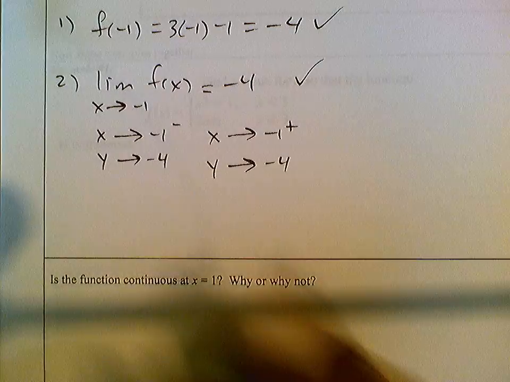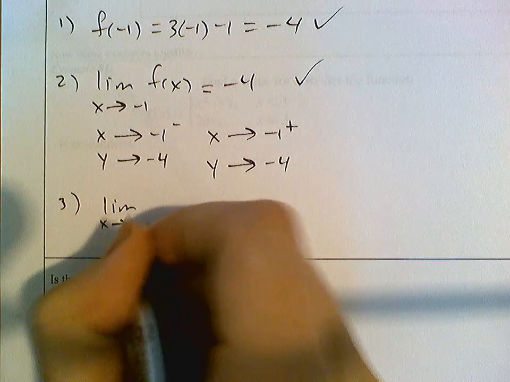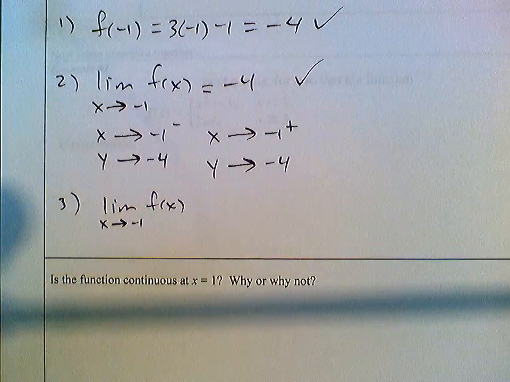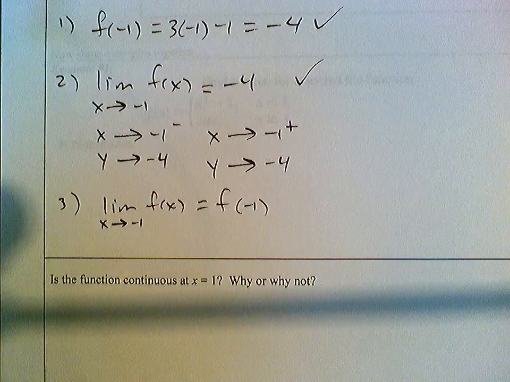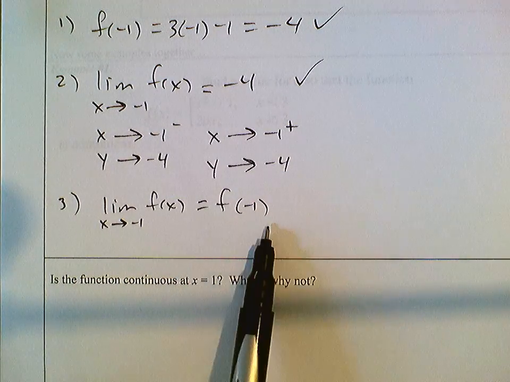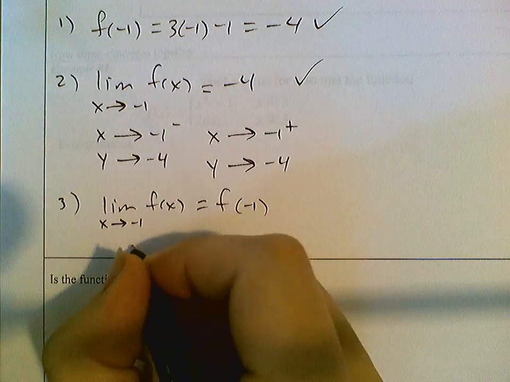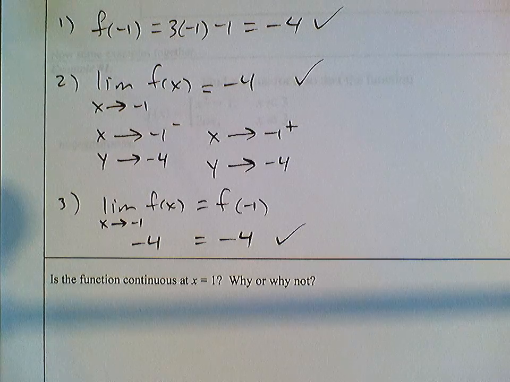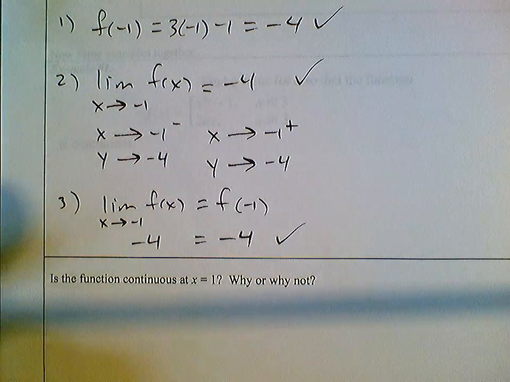Now, the third criterion is that the limit as x approaches whatever value we're checking continuity at, of the function, is equal to the function value. So the limit equals the function value. That is the last condition, and guys, this is -4 equals that is -4, check. The third condition is checking to make sure the numbers you got for 1 and 2 are equal.